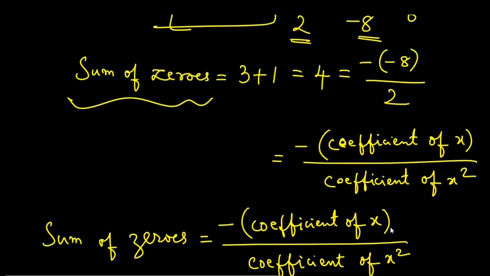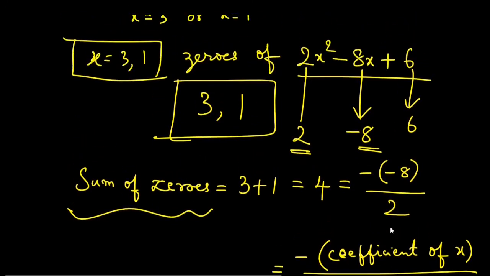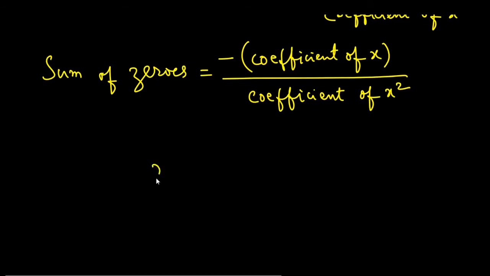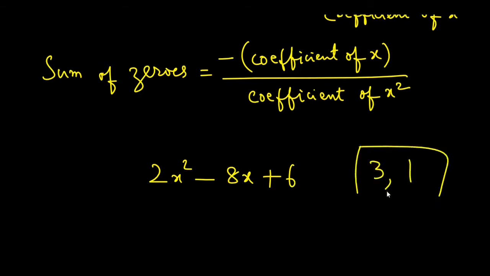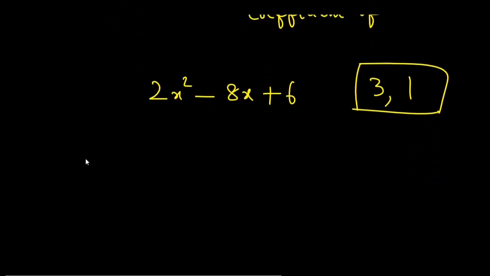Now let us take the product of the zeros. The polynomial is 2x square minus 8x plus 6. The zeros are 3 and 1. Let us take the product of the zeros.